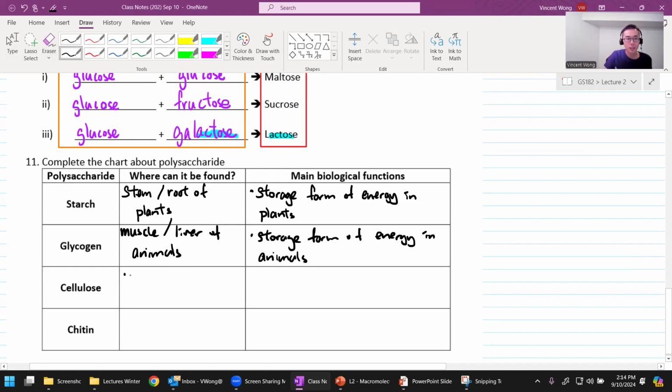Cellulose, you will find it in the cell wall of plants, of plant cells. And it is important for structural support.